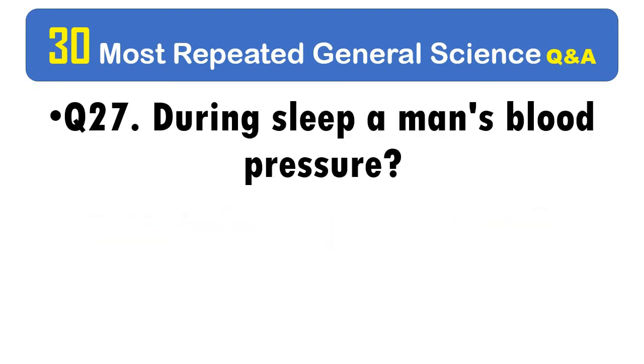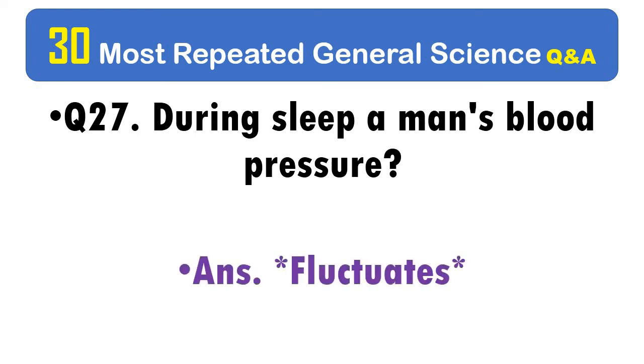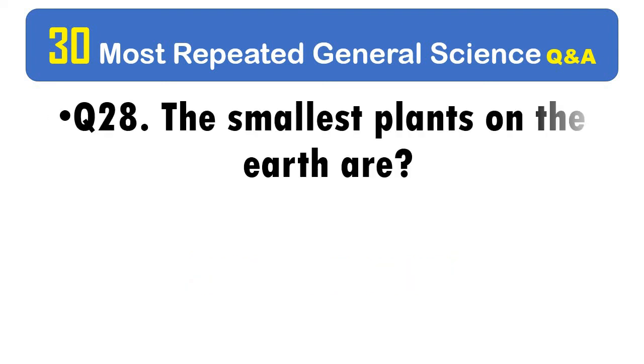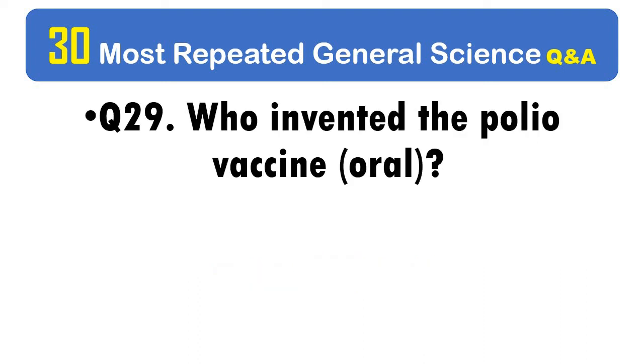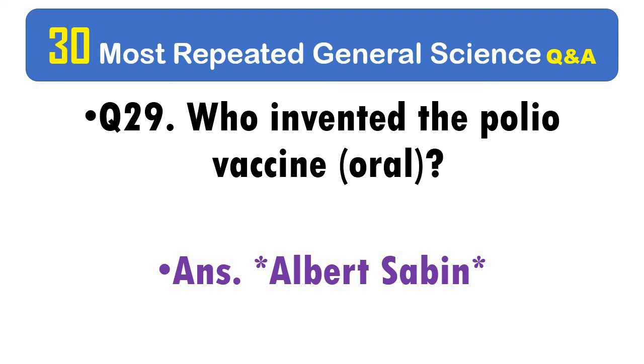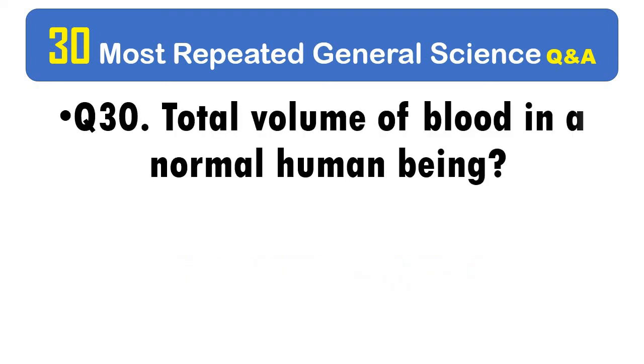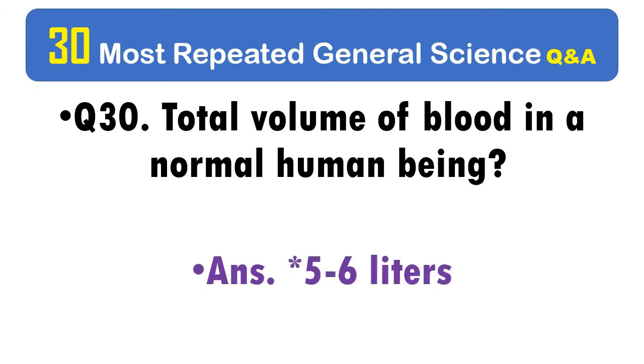During sleep a man's blood pressure. Answer is fluctuates. Question number 28. The smallest plants on the earth are. Answer is algae. Question number 29. Who invented the polio vaccine, oral? Answer is Albert Sabin. Question number 30. Total volume of blood in a normal human being. Answer is 5 to 6 liters.